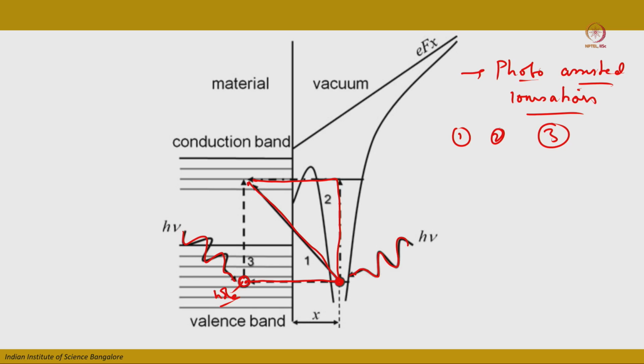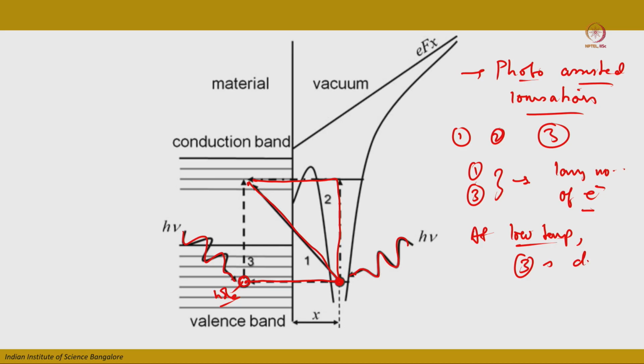The first and the third methods are enhanced by a large number of electrons in the material. At low temperatures, the number of electrons in the conduction band in semiconductors and insulators is negligible. So the third path is more dominant at low temperature for semiconductors and insulators.